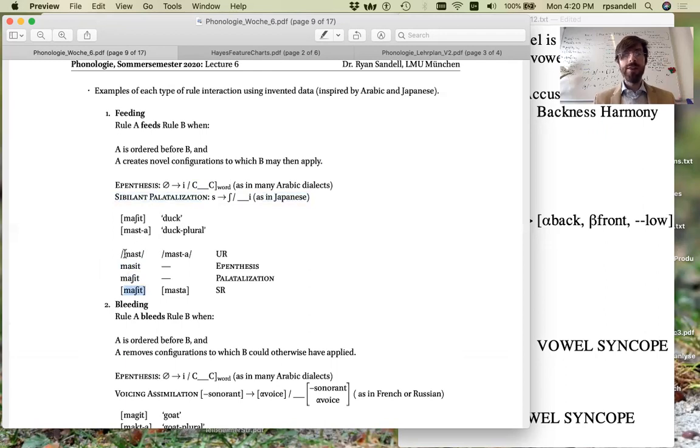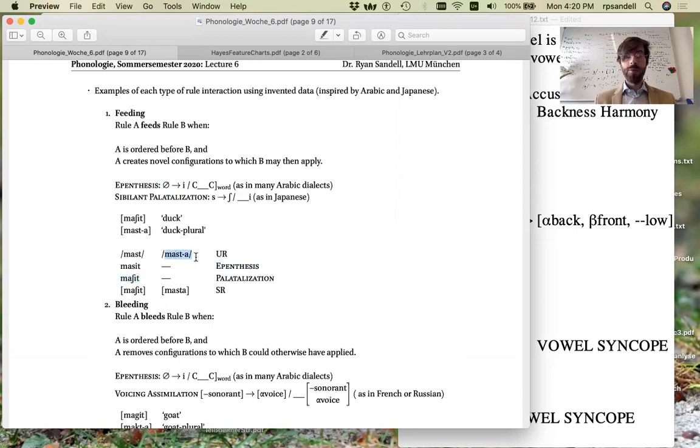So originally, in the underlying representation, mast, the conditions for sibilant palatalization were not present. So in this invented language, sibilant palatalization would be a sort of allophonic rule, potentially, and an S becomes sh when it happens to stand before an E. But there's no E in the underlying representation here. The vowel E is added by the process of epenthesis, and only because epenthesis was able to apply here does palatalization have the opportunity to apply.